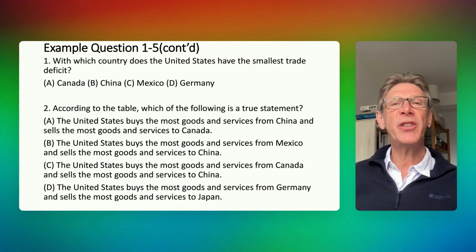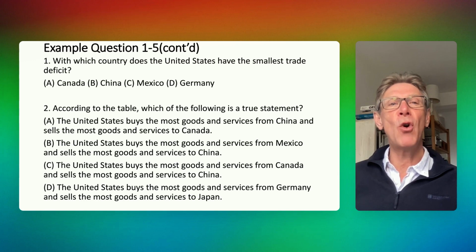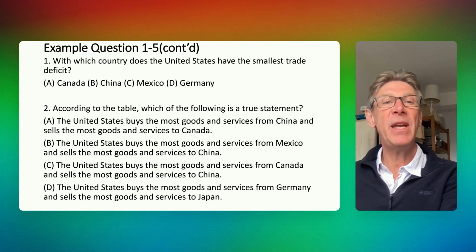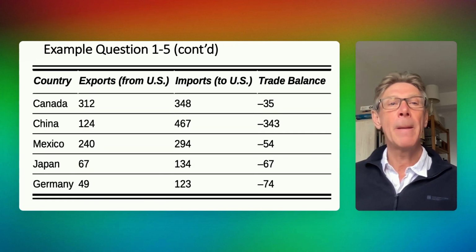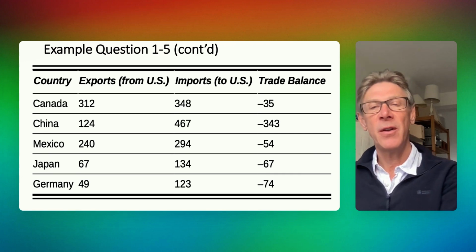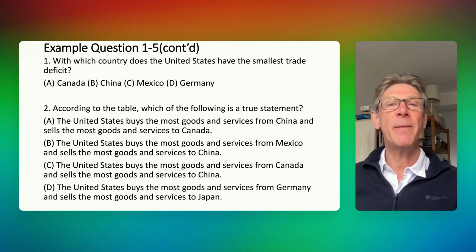With which country does the United States have the smallest trade deficit? A, Canada, B, China, C, Mexico, or D, Germany? Well, it looks like it's Canada, because 35 is a smaller deficit than all the others. So the answer is A.